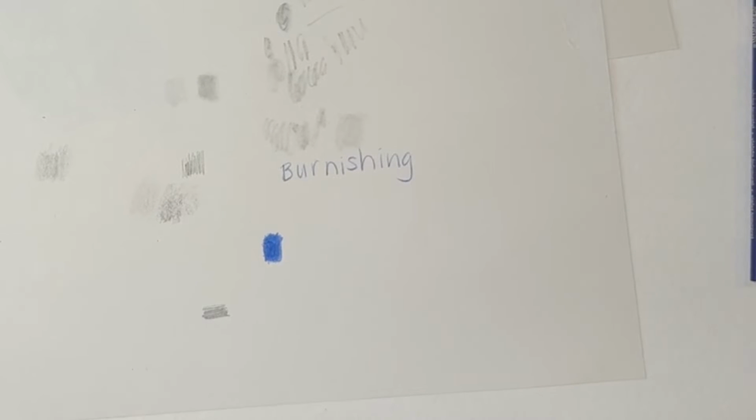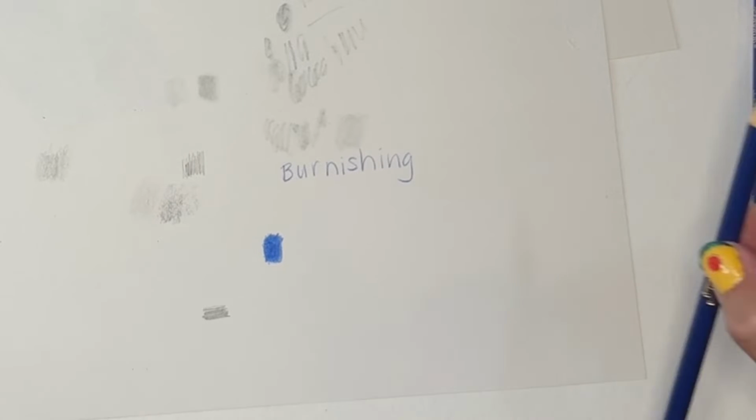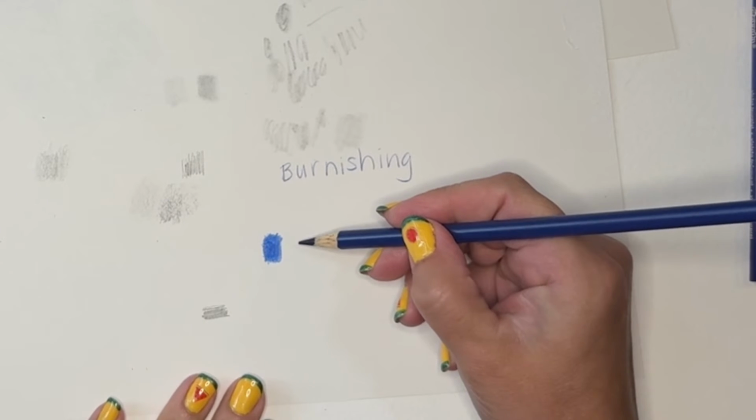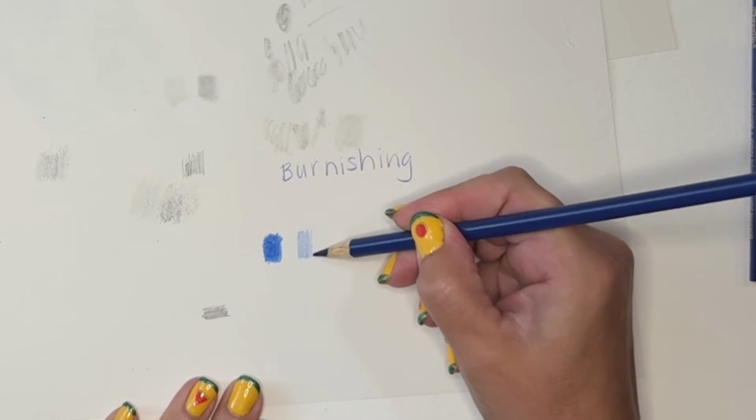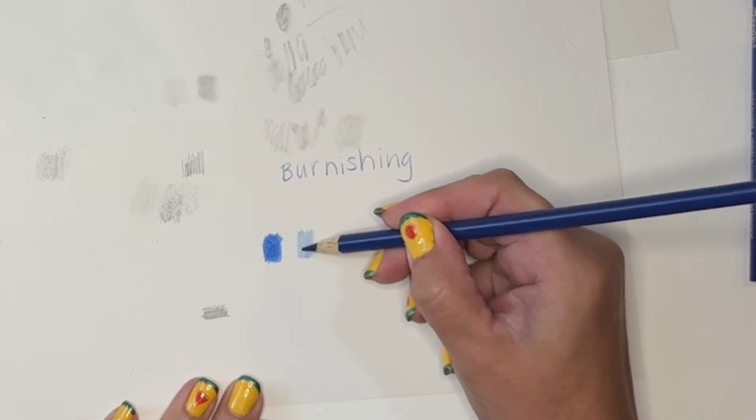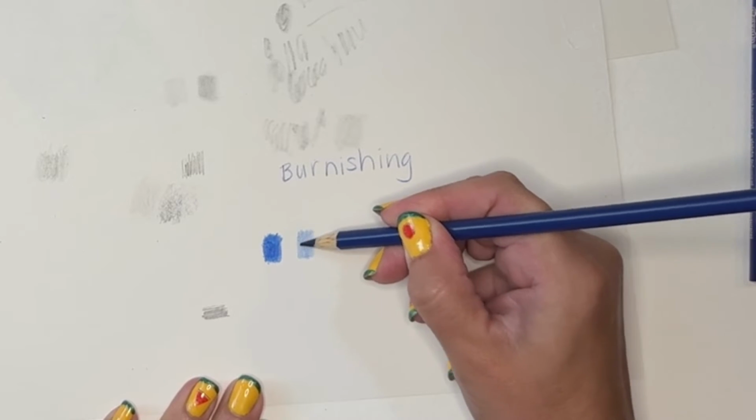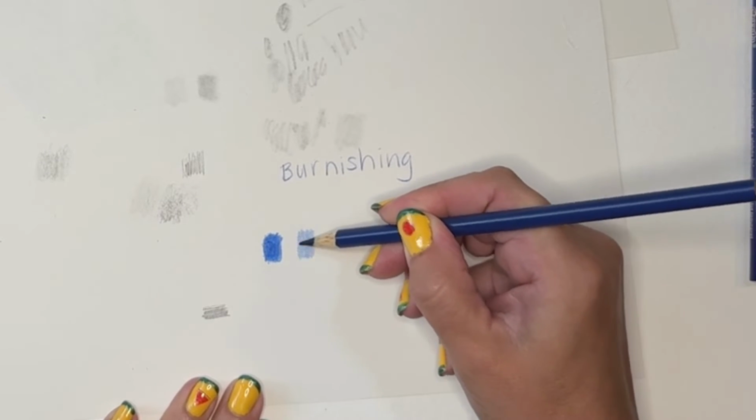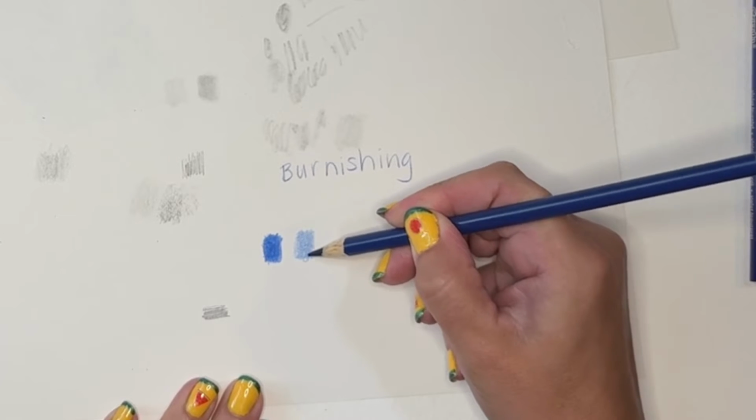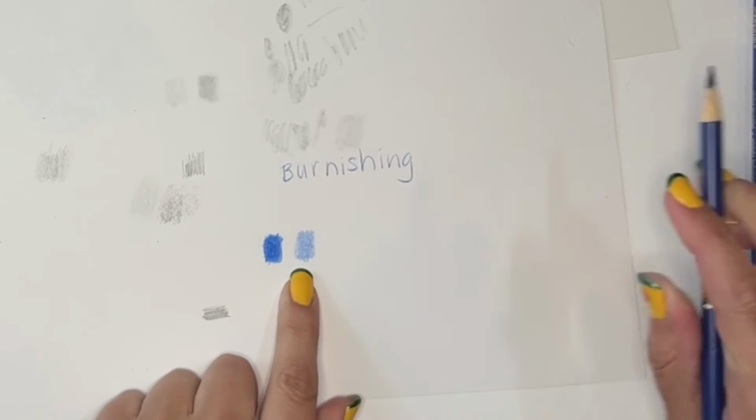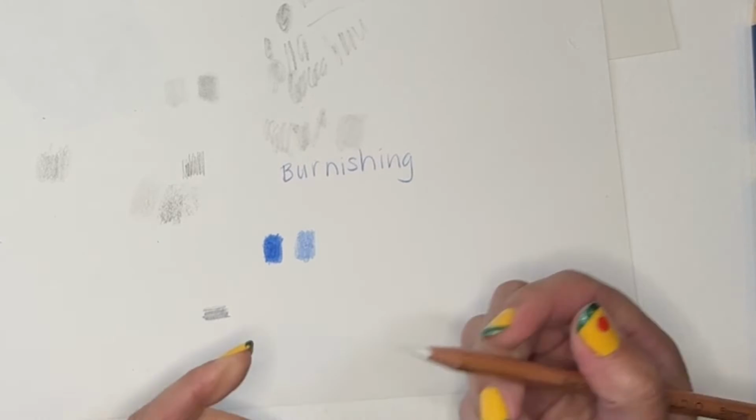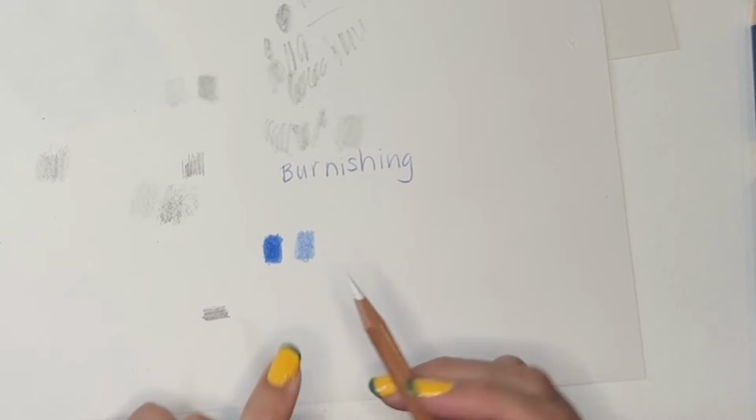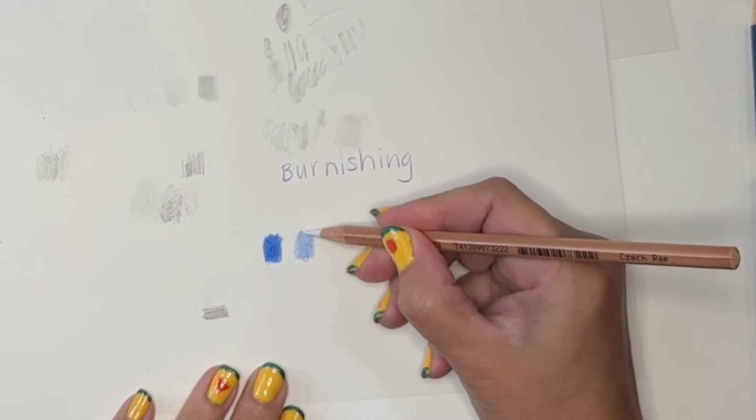Another way you can burnish is by using a colorless blender. So I'm going to take the same blue and I'm going to color it. And you got to make sure that you do have an even application of color. Like you don't have any holes, or those will show up when you burnish it. So I've colored it about that much. I'm going to take my colorless blender. Colorless blender.